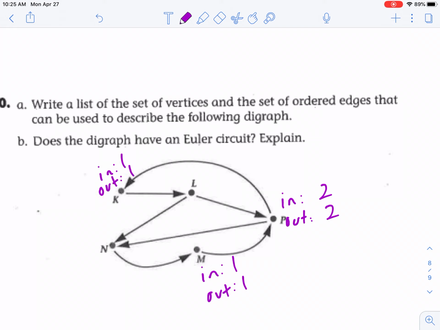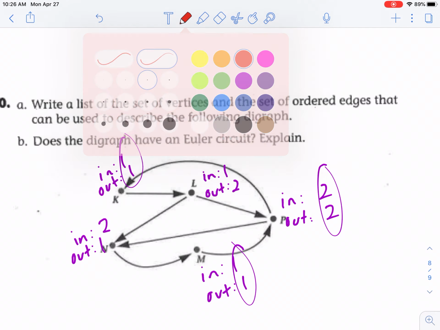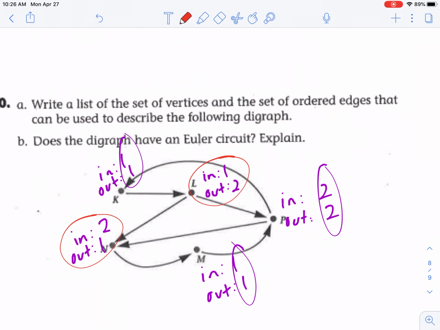However, point N, in is 2, out is 1. And point L, the in is 1 and the out is 2. All right? So 3 of the points match. This, and this all match. However, this point and this point do not match. There's one extra in. There's an extra in here. Right? And there's an extra out here.